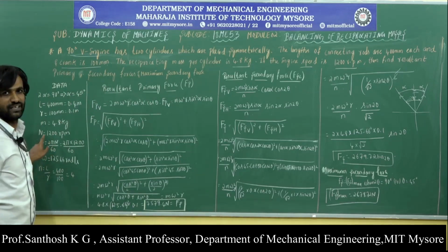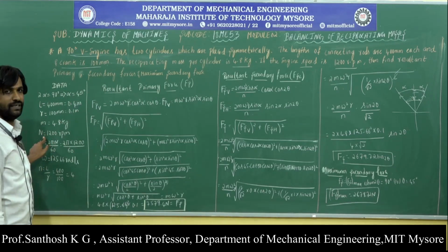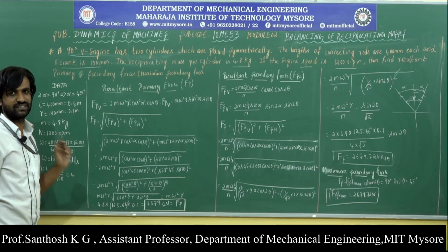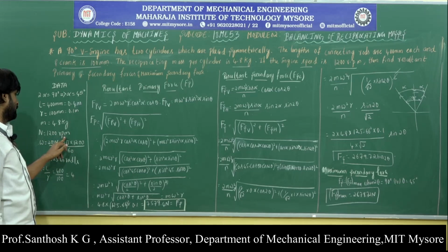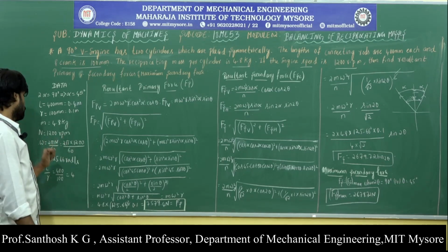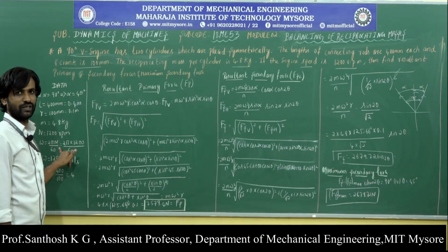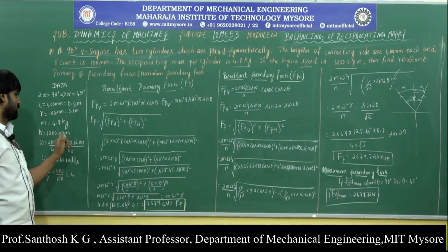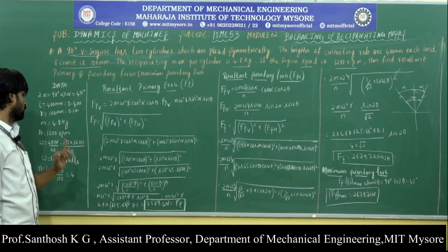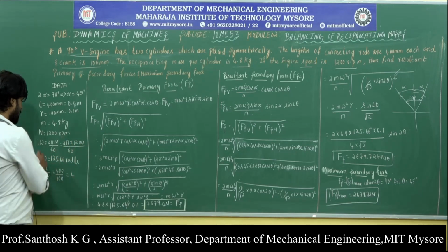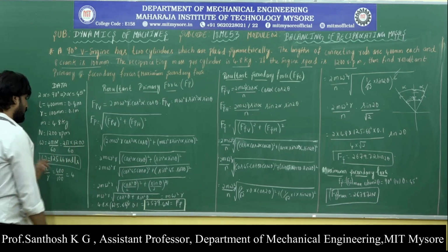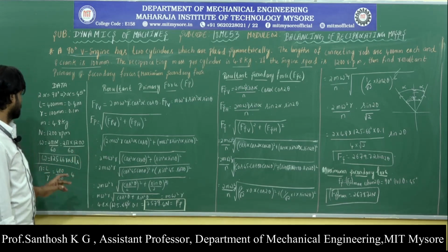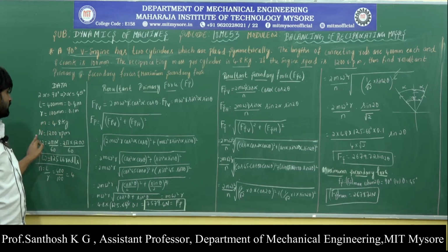Since the speed is given in rpm, we can denote it by capital N, but we need the speed in terms of radians per second. To convert the speed from rpm to radians per second, we can make use of the equation 2 pi N by 60. So 2 pi, in place of N, I substitute 1200 and divide it by 60, and I get the value of omega as 125.66 radians per second.